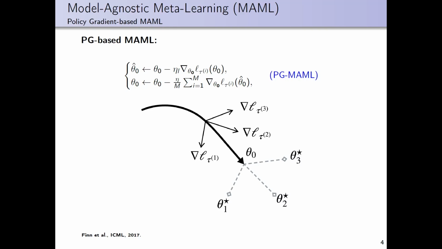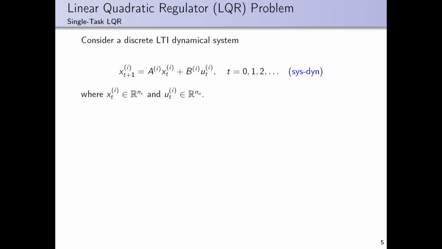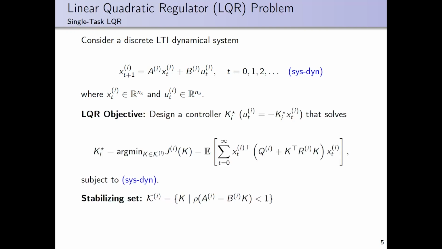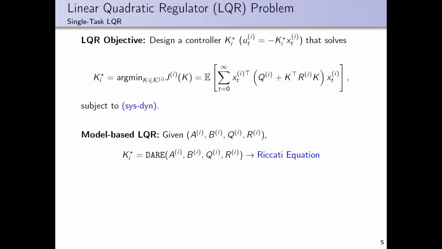Okay? So this is why we're going to consider our friendly LQR problem, where we consider a linear system, and the objective here is to design a controller, Ki star, that parameterizes the control inputs and minimizes the quadratic cost on the state and inputs of the system, where this cost is parameterized by some matrices Q and R. The optimization is over the stabilizing set K. Okay. So if we have the system matrices and the cost matrices, this is a very well-established problem. We just need to solve a Riccati equation.